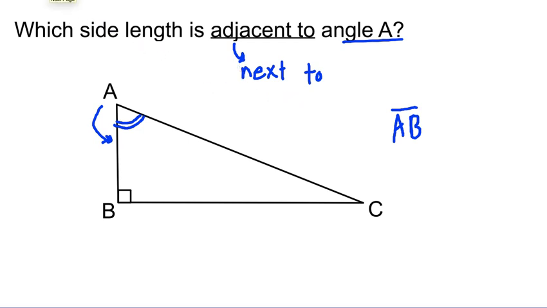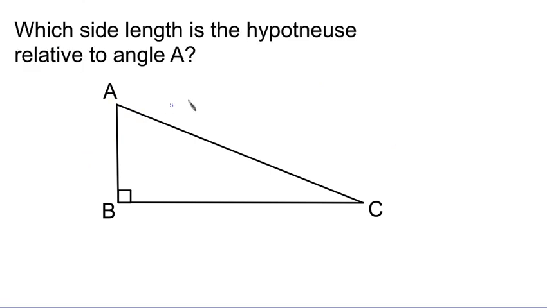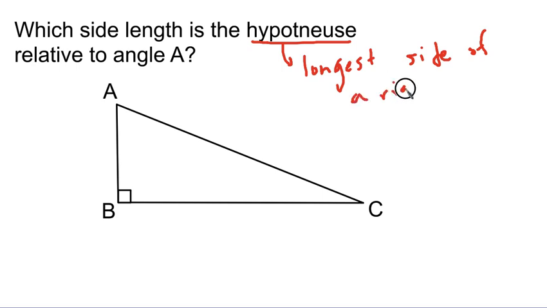Finally, as mentioned, sort of as a preview, the term that refers to the longest side of a right triangle is the hypotenuse. So this question says, which side length is the hypotenuse relative to angle A? This is actually a deliberately misleading question because, if you recall, the hypotenuse by definition means the longest side of a right triangle. And as we saw earlier, the longest side is directly opposite the biggest angle, and the biggest angle is the 90-degree angle. So this relative to angle A part is unnecessary.